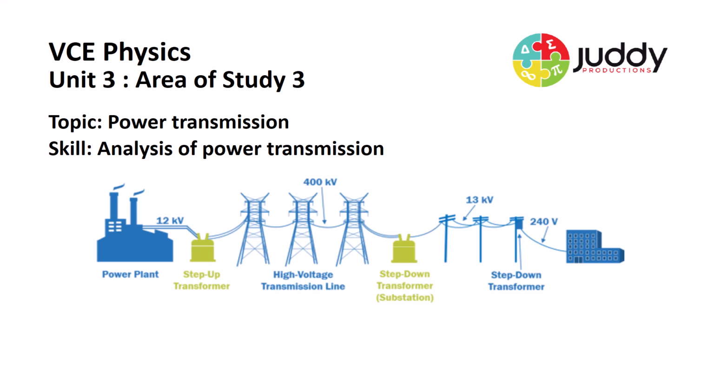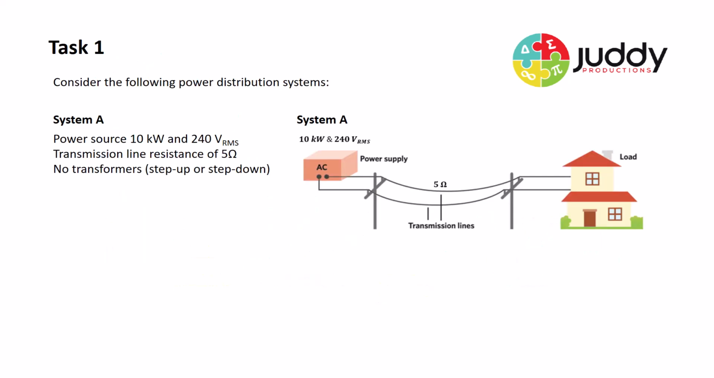In this video we'll be looking at VCE Physics Unit 3 Area of Study 3, focusing on power transmission, and we'll be looking at analysis of a power transmission system. Task number 1. Consider the following power distribution systems.